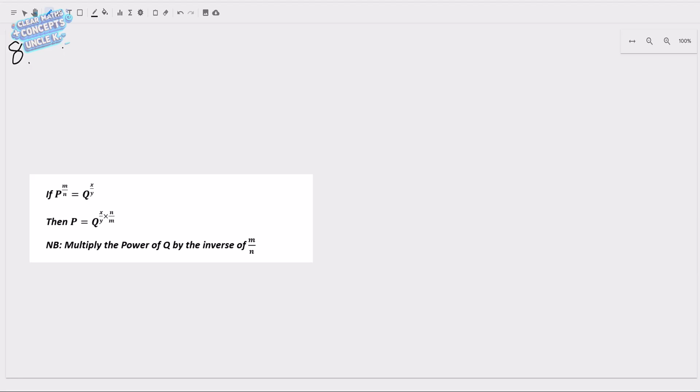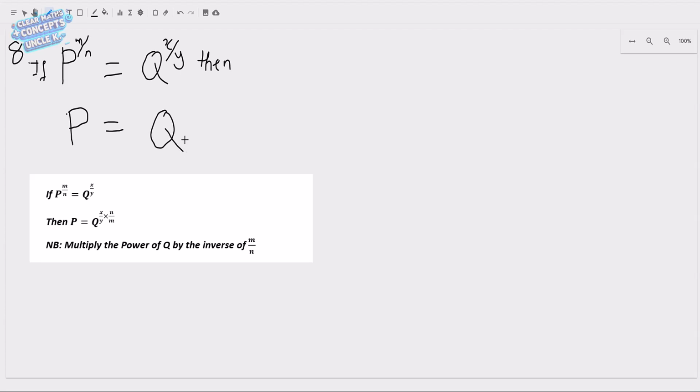Which is, if p raised to the power m over n equals q raised to the power x over y, then you can express p as q raised to the power x over y times n over m. I hope you get that.